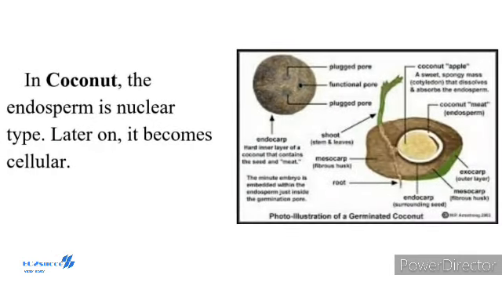In coconut, the endosperm is nuclear type. Later on, it becomes cellular. The primary endosperm nucleus undergoes several free nuclear divisions. These free nuclei float in the fluid of the embryo sac. At a later stage, the fluid shows several cells. Each cell encloses a few nuclei. These cells with nuclei settle gradually towards the periphery of the cavity and cellular endosperm is formed. This is called coconut meat.